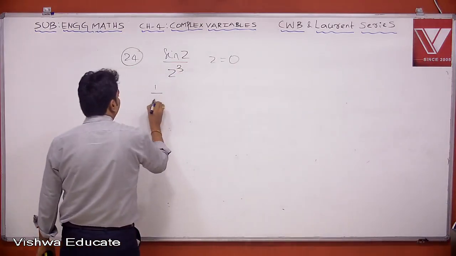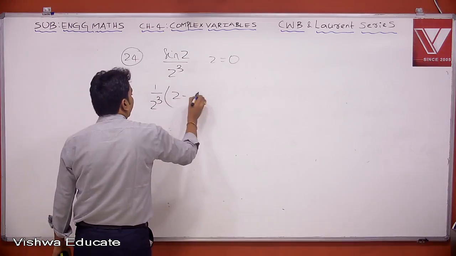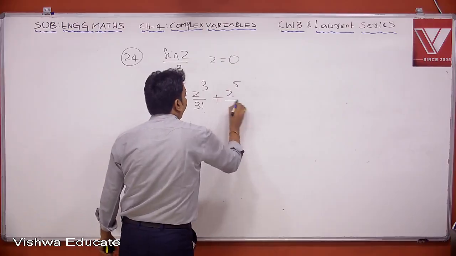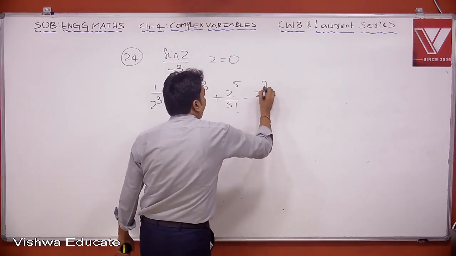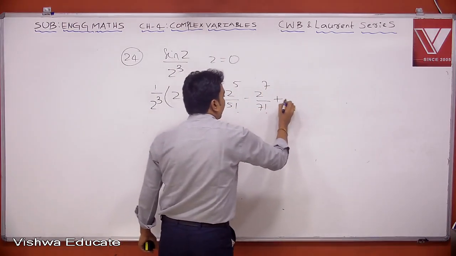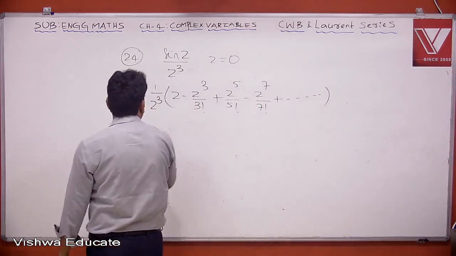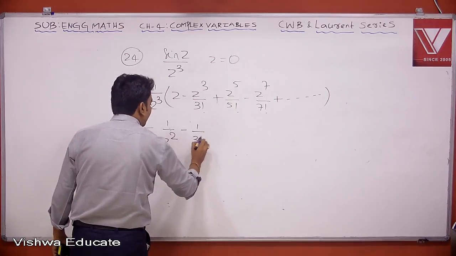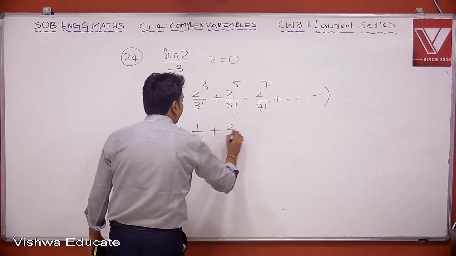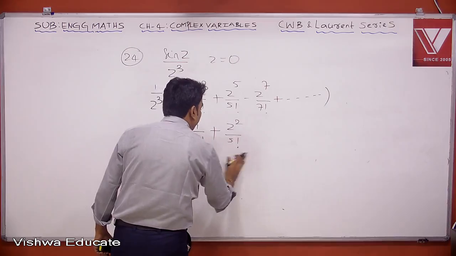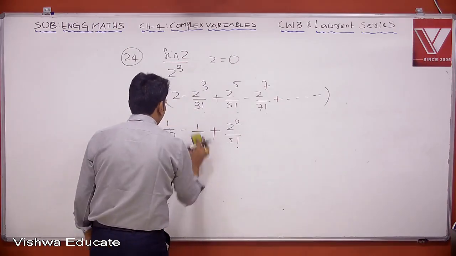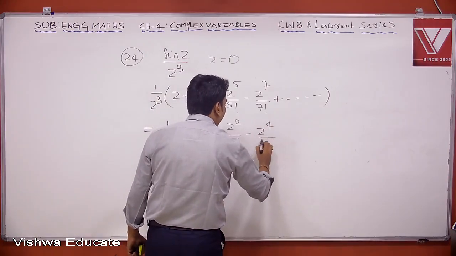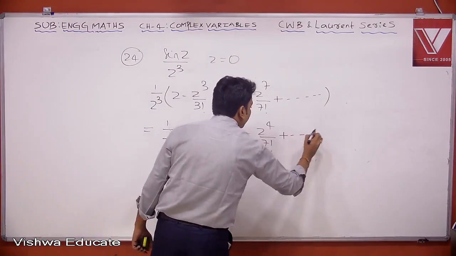This is 1 by z cube into sin z, which can be written as z minus z cube by 3 factorial plus z power 5 by 5 factorial minus z power 7 by 7 factorial plus and so on. Now when we multiply with 1 by z cube, this becomes 1 by z square minus 1 by 3 factorial plus z square by 5 factorial minus z power 4 by 7 factorial plus and so on.